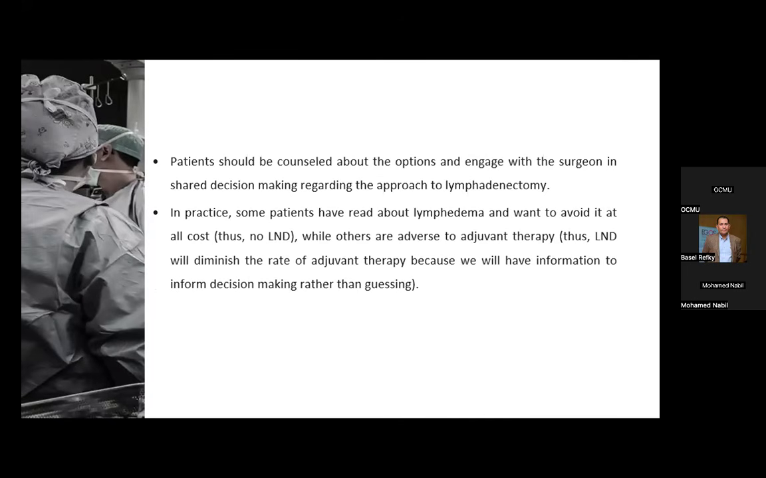That patients should be counseled about the options and engage with the surgeon in the shared decision for lymphadenectomy. Some patients don't want lymphedema, so they want to avoid the lymphadenectomy at all costs, and they may take adjuvant therapy prophylactically, like radiotherapy after the operation, instead of doing the lymphadenectomy. And also vice versa: if you do a lymphadenectomy with negative nodes, you will not need postoperative radiation, like in stage 1B endometrial cancers.